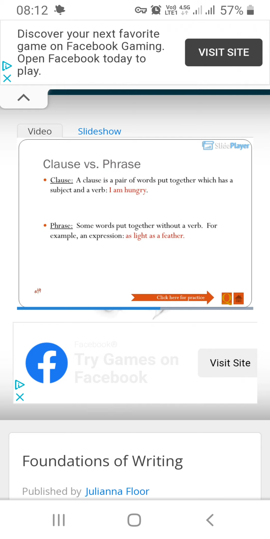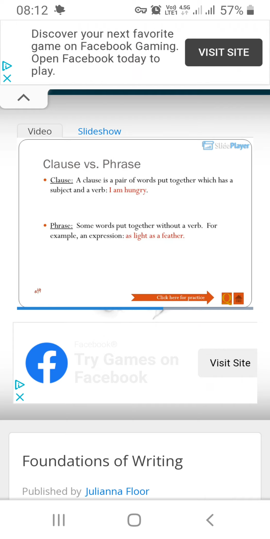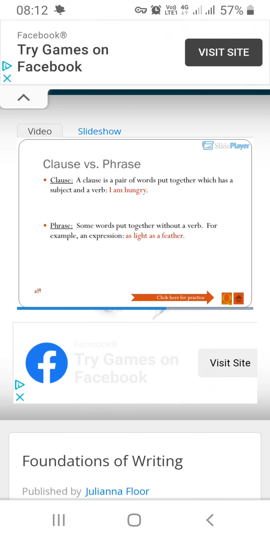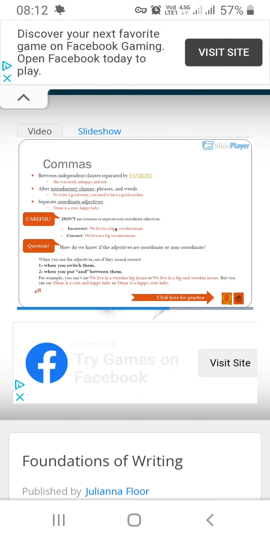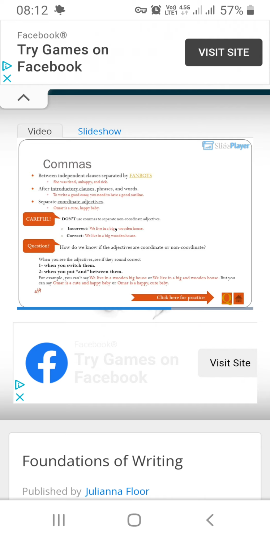Clause versus phrase. A clause is a pair of words put together which has a subject and a verb: I am hungry. A phrase is some words put together without a verb. For example, an expression: as light as a feather. Click here for practice.